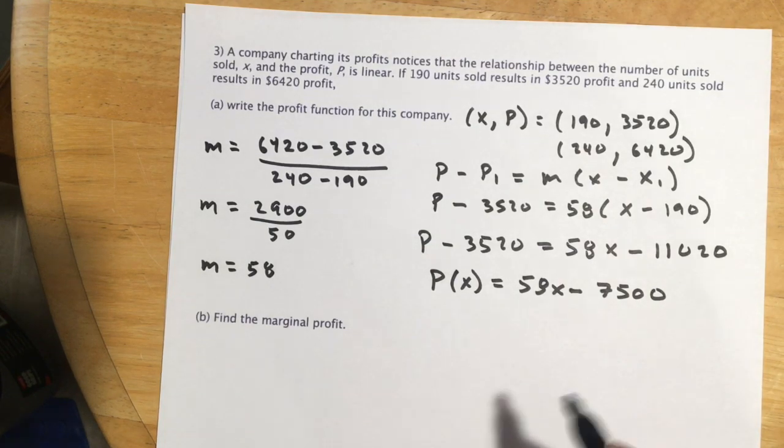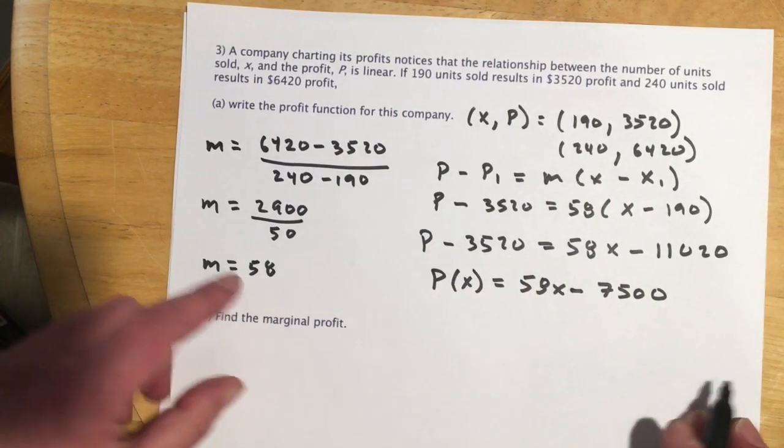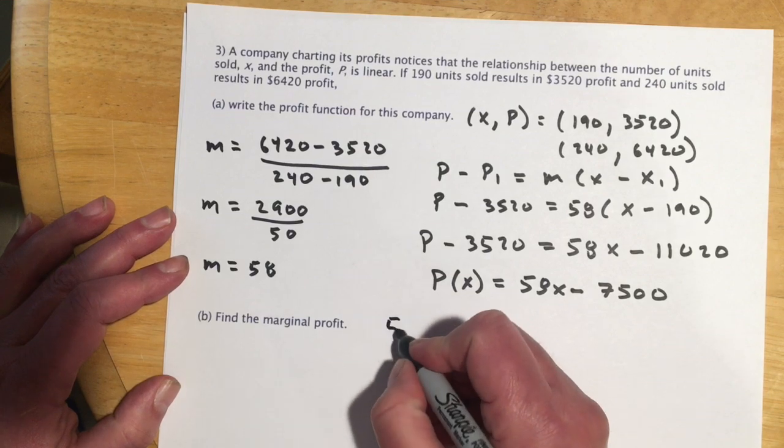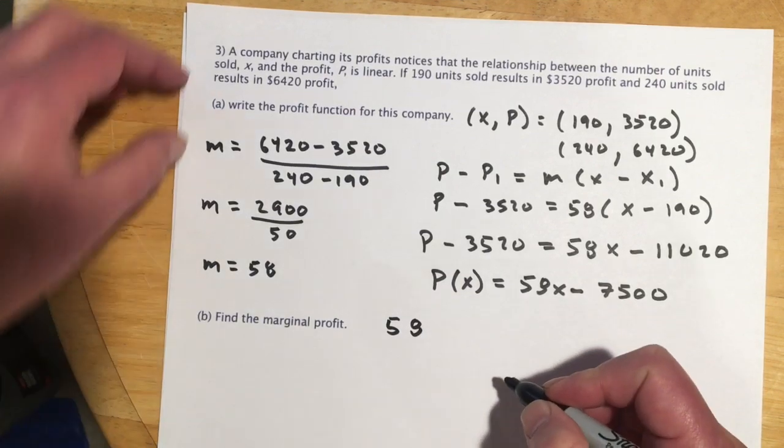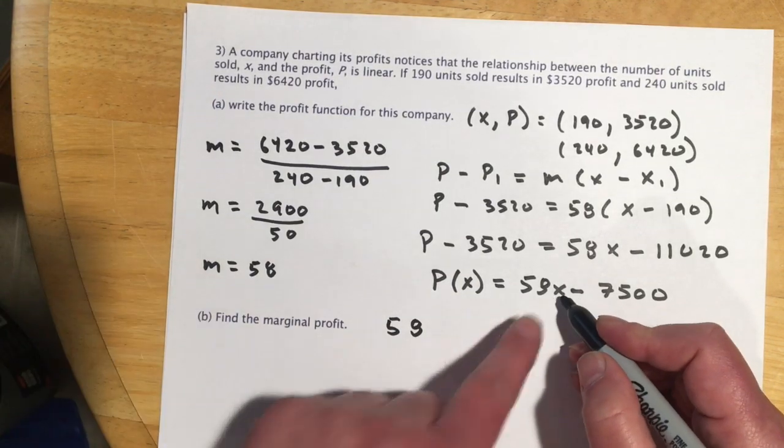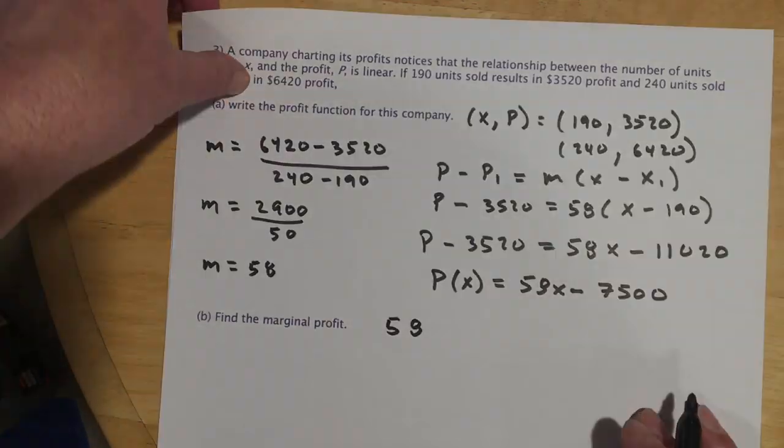And then B is find the marginal profit. Way easier. It's just the slope. It's the exact same thing we have here. So that would just be $58. So for every unit we sell, we get another $58.